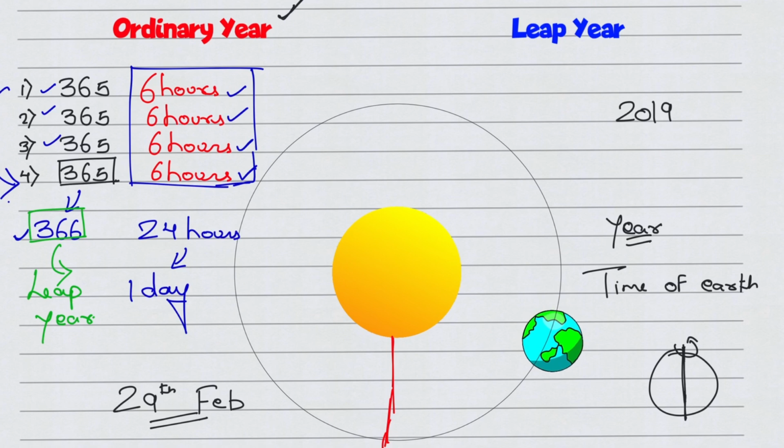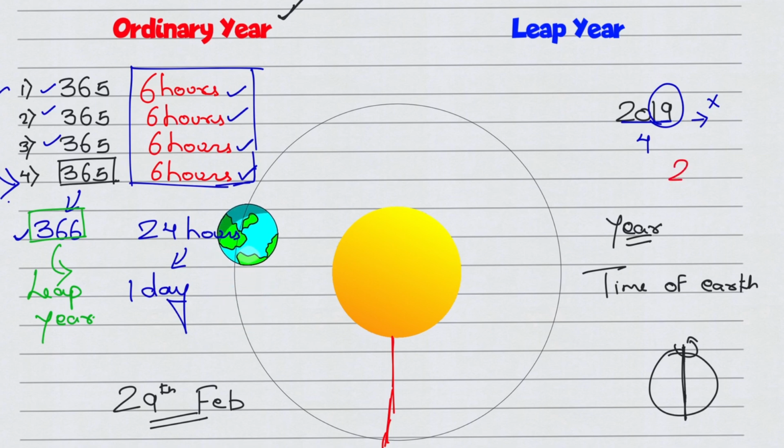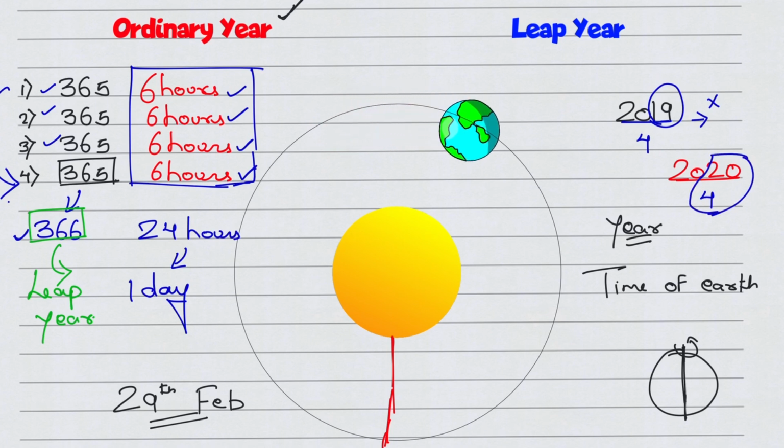The easiest possible way is to divide this by 4, because the leap year is always a multiple of 4. So is it divisible? Just divide the last 2 digits. 19 divided by 4, no, not divisible. It is not a leap year. Divide 2020 again by 4. I want to check if this year is a leap year or not. 20 divided by 4, remainder is 0, which means this year is divisible by 4. So 2020 is a leap year.